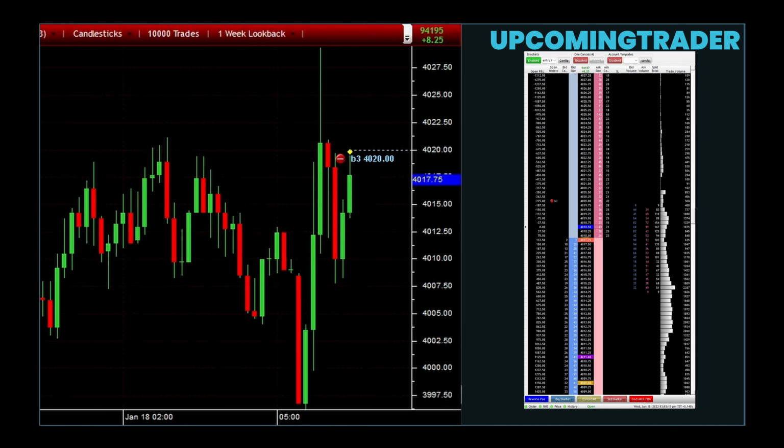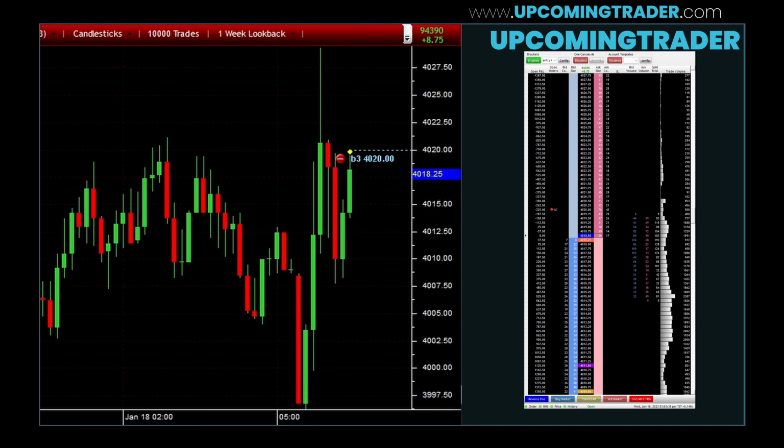On the flip side, a double bottom looks like the letter W and indicates that the price might be about to reverse from a downtrend to an uptrend. When price fails to break lower twice, it suggests that sellers are losing strength and buyers might push the price back up. Another key pattern is the head and shoulders.